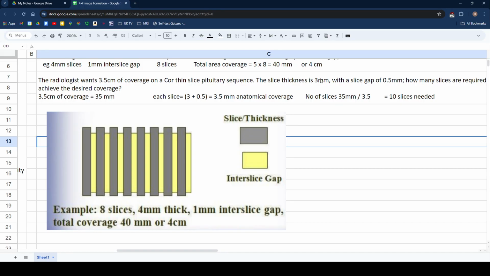Slice thickness is 3 millimeters. Slice gap is 0.5 millimeters. They're asking how many slices are required to achieve the desired coverage. So the desired coverage is 3.5 centimeters or 35 millimeters. Each slice is 3 millimeters plus 0.5 slice gap, so 3.5 millimeters coverage. Number of slices needed is 35 divided by 3.5 to give you 10 slices.